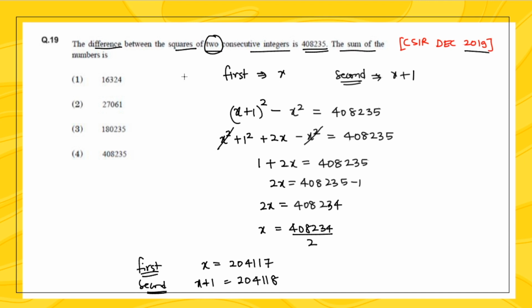What are they asking in the question? The sum of the numbers. You have to add them. If you add both of them, you are going to get option number 4, that is 408,235. That's what you are going to get. Just add them and see whether you are getting that or not.